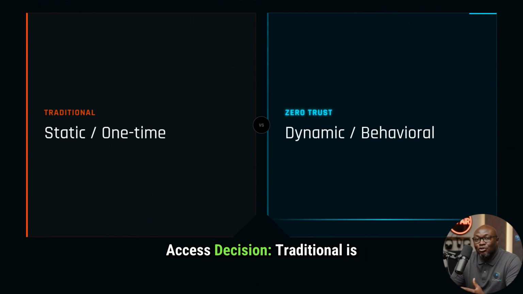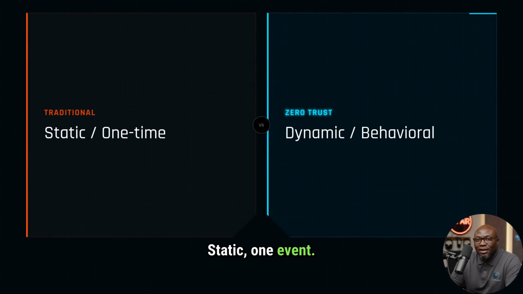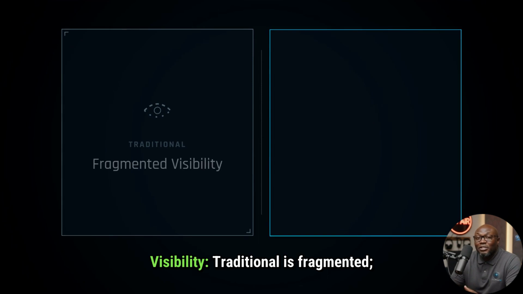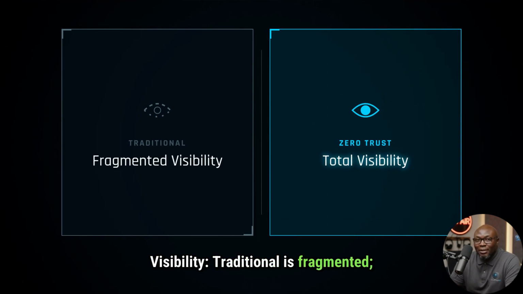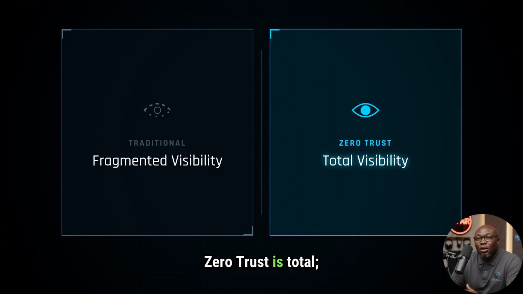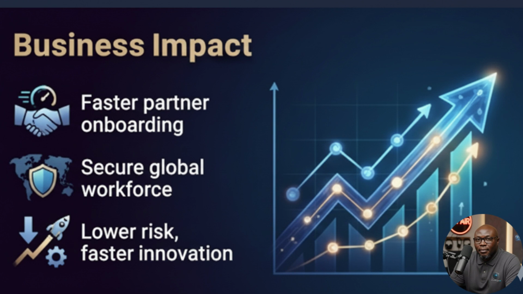Access decision. Traditional is static, one event. Zero trust is dynamic, based on user, device, time, and behavior. Visibility. Traditional is fragmented. Logs tell you who logged in. Zero trust is total. Logs tell you why every action was taken.